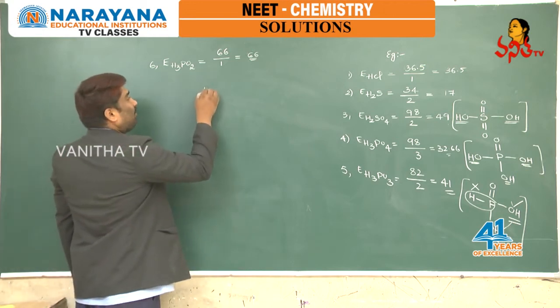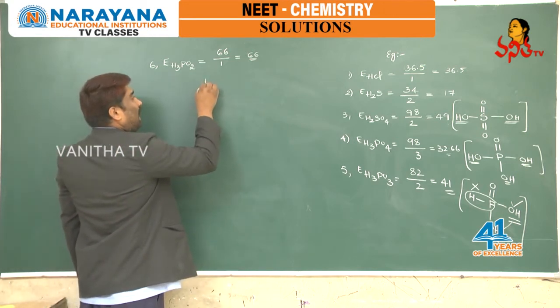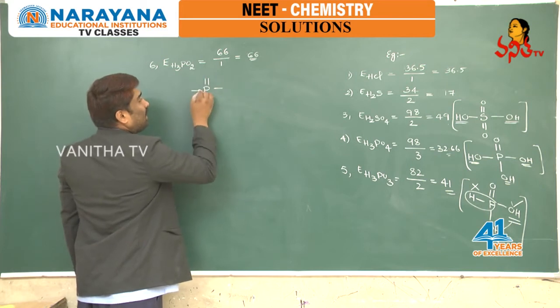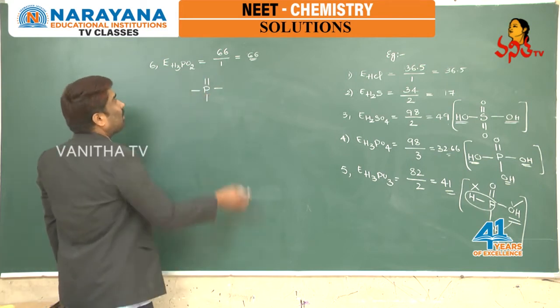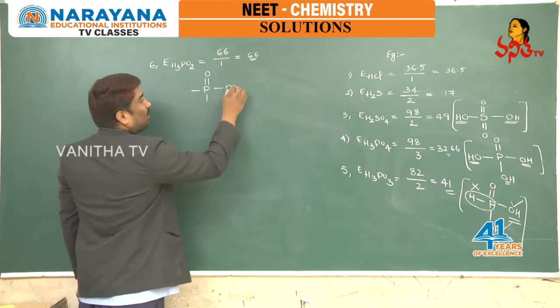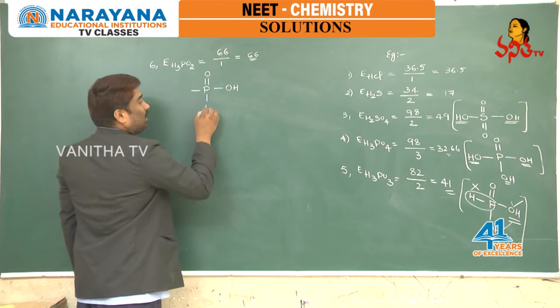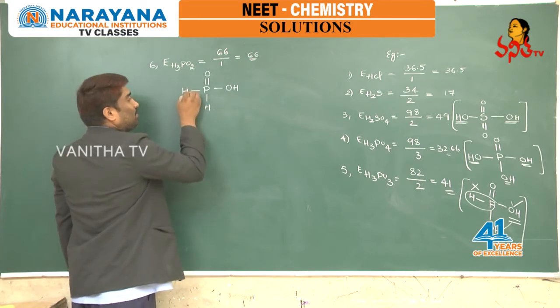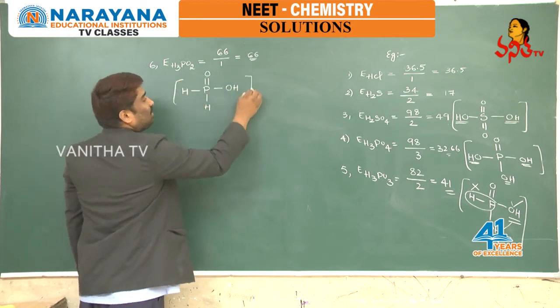Again draw the structure of hypophosphorus acid. As the phosphorus is fifth group element, it is able to form 5 bonds. How many oxygens are there? 2 oxygens. How many hydrogens are there? 3 hydrogens. Place one hydrogen here, one hydrogen here, one hydrogen here. This is the structure of H3PO2.